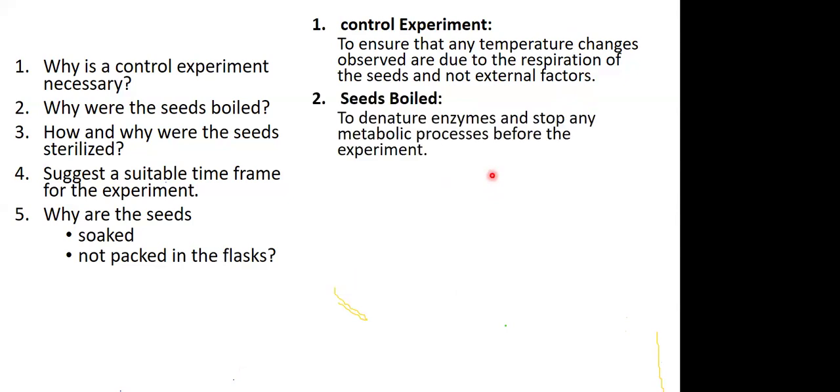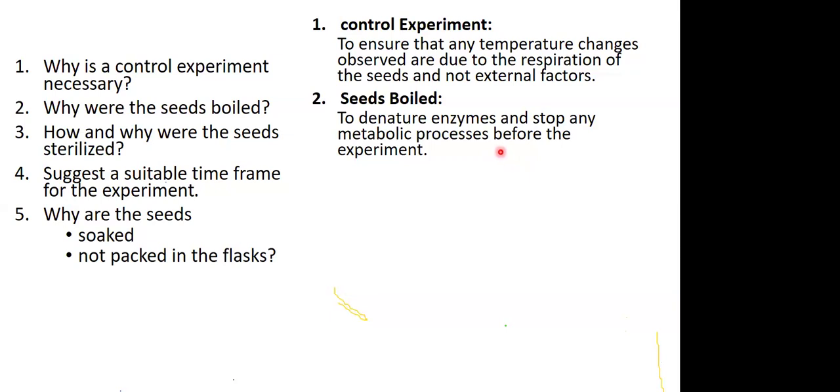So we are denaturing the enzymes and stopping any metabolic processes before we start our experiment. Because remember, in one of the experiments, the seeds are live. That means they can carry out the process of respiration. But if we boil them, then they become dead seeds. That means they can't carry out respiration.